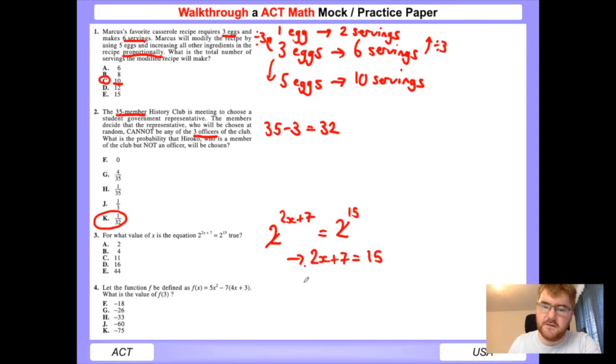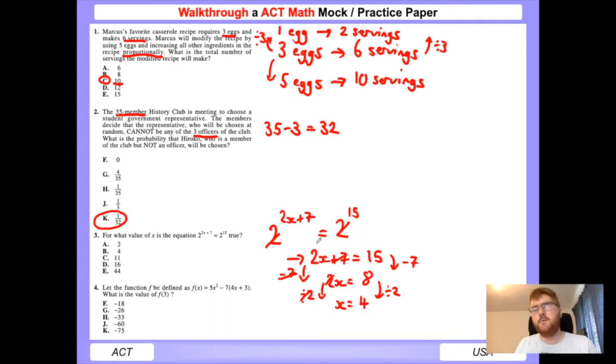Okay, and then we can do any algebraic method here. The way I generally teach this is I look at the plus 7, kind of annoying. What's the opposite of plus 7? Well, that's minus 7 from both sides. That then gives us 2x on its own, which is what we wanted. 15 minus 7 is equal to 8. And then what's the opposite of timesing by 2? Well, that would be dividing by 2. And that gives us x on its own. And 8 divided by 2 is 4.